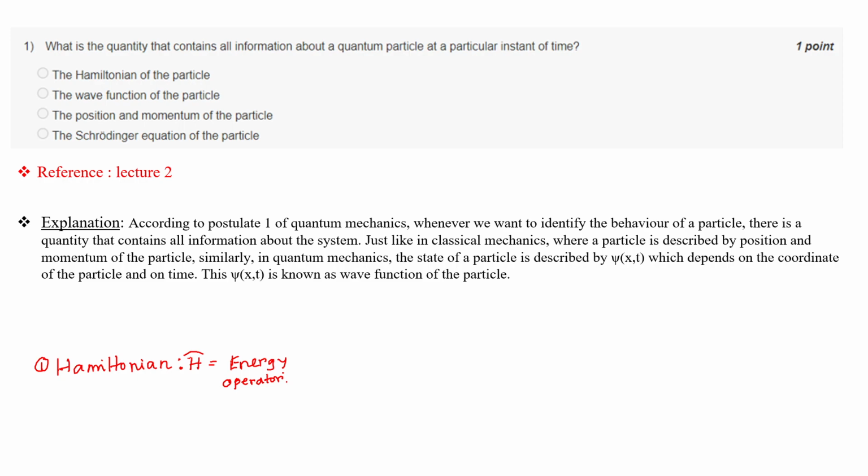Now I am just skipping the second answer because you already know the answer. I am going to the third point, which is nothing but the position and momentum of the particle. For classical mechanics, it is possible to know about the particle from its position and momentum, but in quantum mechanics you cannot describe the particle from position and momentum. Okay, and also the Schrodinger equation. This fourth one is the Schrodinger equation.